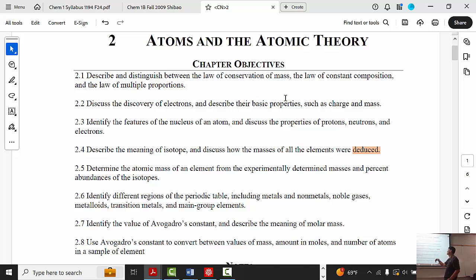We'll talk about the charge and the mass later. We want to know how much an electron weighs, what its charge is, and how big an electron is. Do you know how big an electron is? Would it be wise to build a study guide off of this for a quiz? Yeah, these are the key points in the chapter. So we'll just briefly go through this first, and then we'll look at the chapter. Identify the features of the nucleus of an atom and discuss the properties of protons, neutrons, and electrons. Describe the meaning of isotope and discuss how the masses of all the elements were deduced.